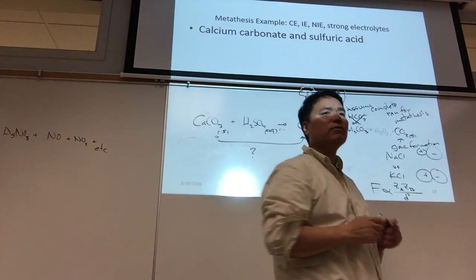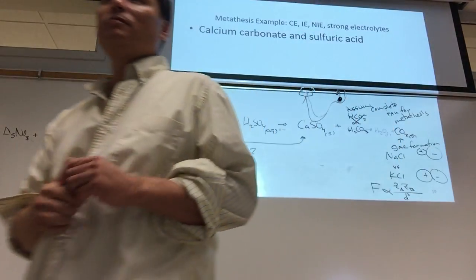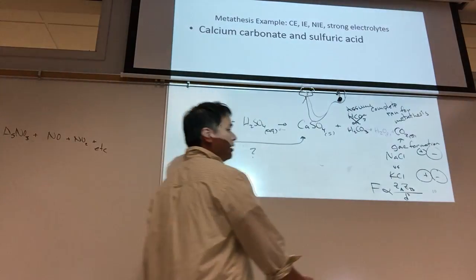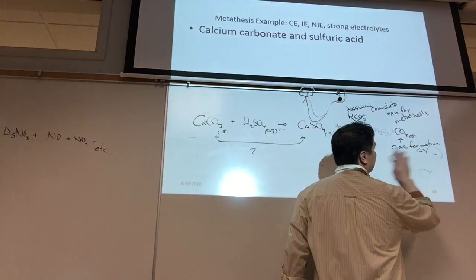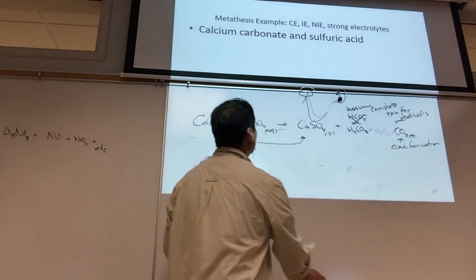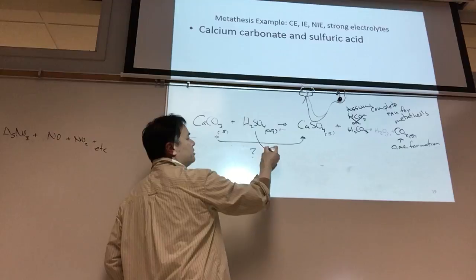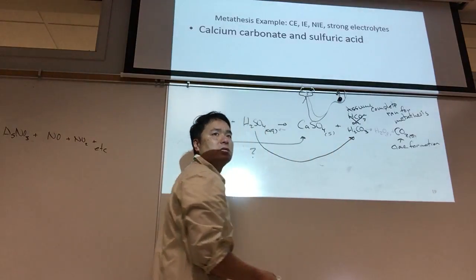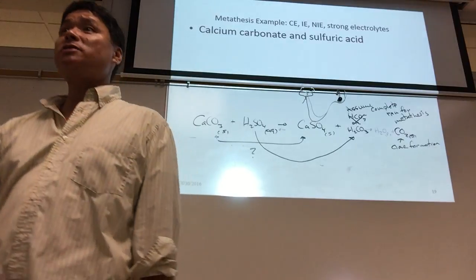There's one more driving force we look for. What's the one more driving force that we look for? Stronger acid to weaker acid. Because of the conjugate relationship, we only have to look at the acid because the bases will follow the same pattern. And we do have it. We're going from a stronger acid, sulfuric acid, to a weaker acid, carbonic acid, or CO2. CO2 is also considered an acid.